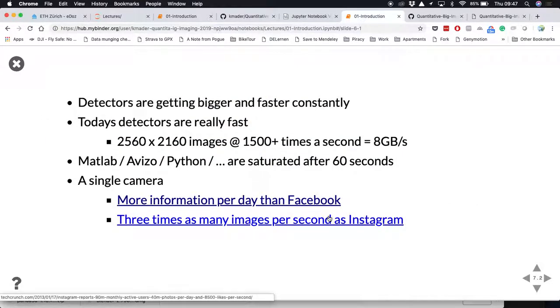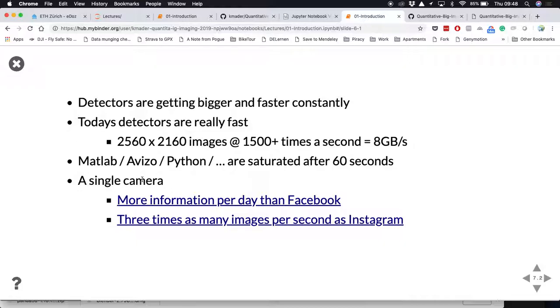The other motivation for this course is that detectors are getting bigger and faster, and today's detectors are very quick. At one of the beam lines at the Paul Scherrer Institute, they have a detector that's capable of measuring 8 gigabytes of data a second. And so, on this laptop, for example, the memory would be filled in 2 seconds. And so you need new kinds of approaches to analyze this data in a reasonable way so that you can handle the amount of information you're collecting and you can get results in a reasonable amount of time.